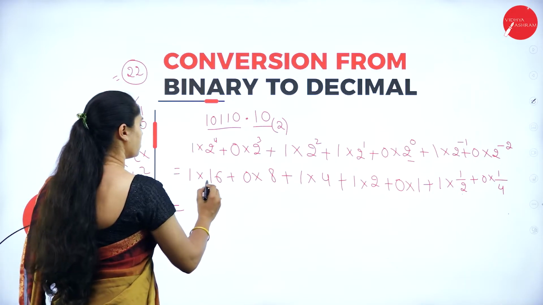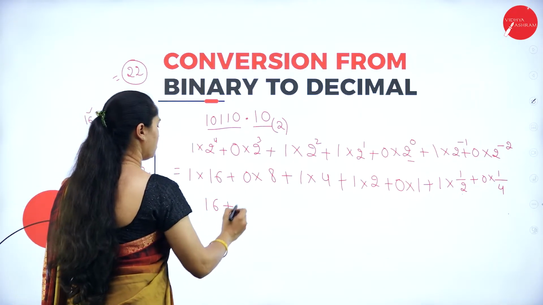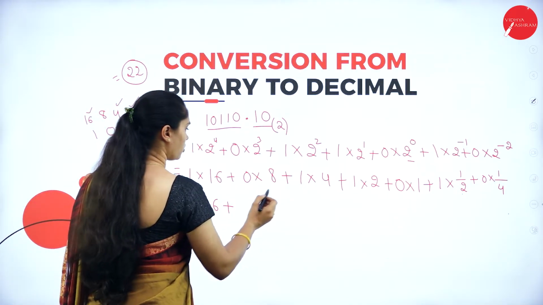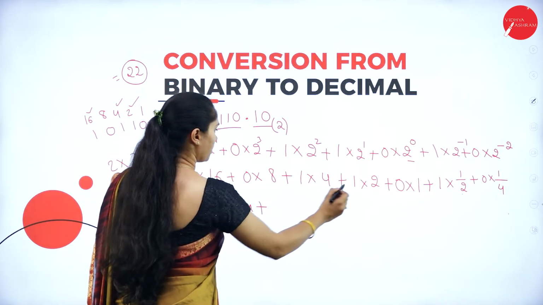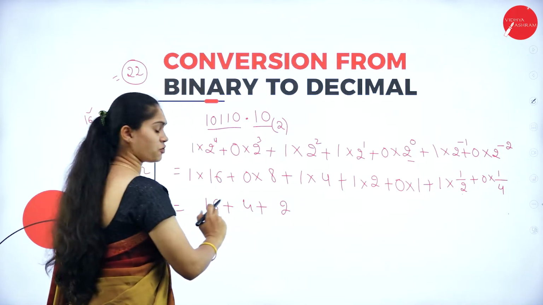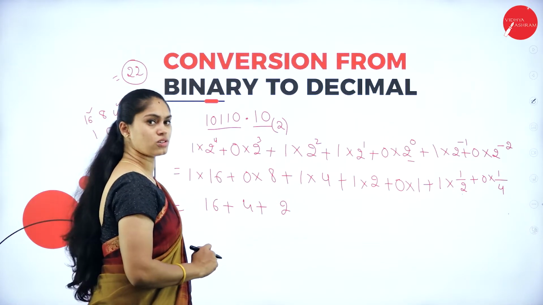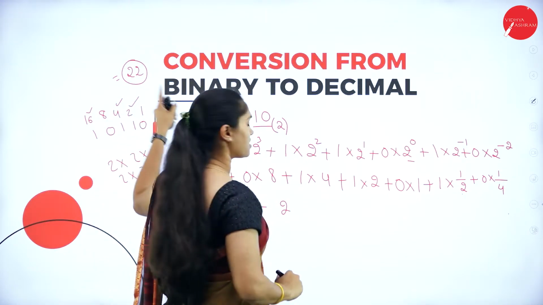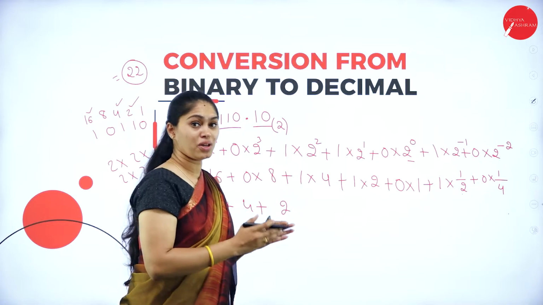So, now 1 into 16 is how much? 16, plus 0 into 8 is 0. No need to write. 4 ones are 4, plus 2 ones are 2. 16 plus 4, 20. 20 plus 2, 22. Did I get it? Yes. This is how you can confirm your answer.